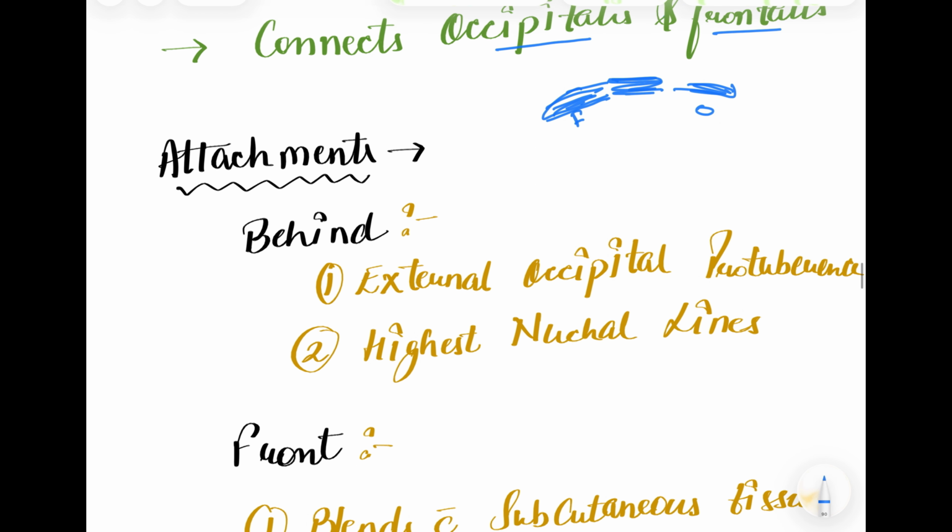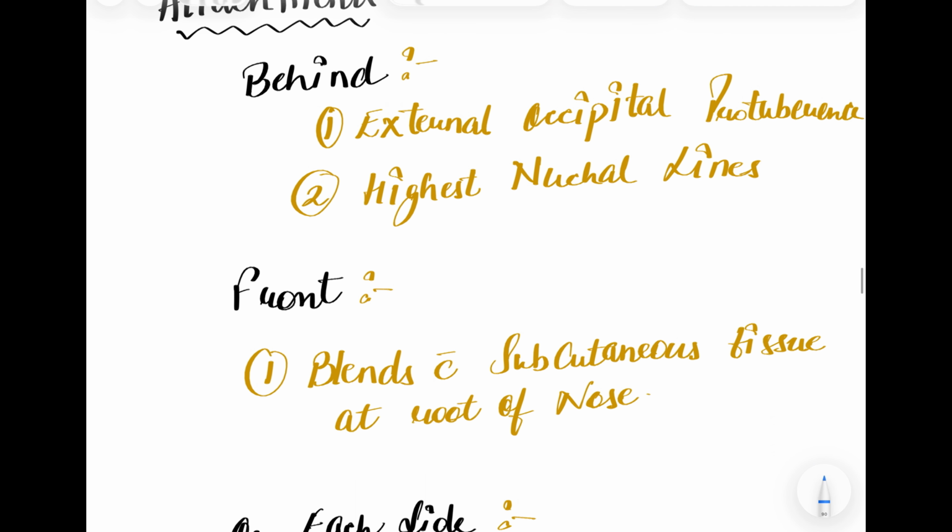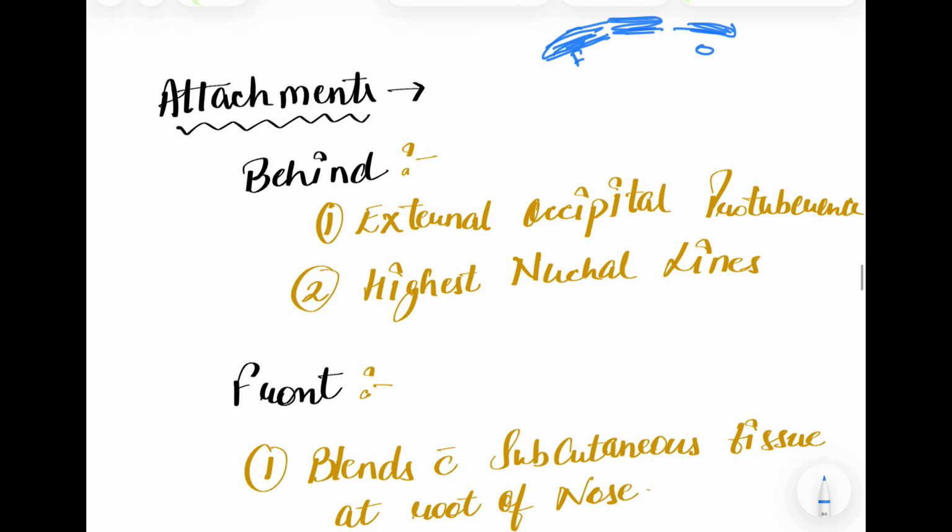Coming on to the attachment of this aponeurosis, behind in the center we have the part of the occipital bone, which is the external occipital protuberance, and on either side we have the highest nuchal line, which is just above your superior nuchal line. So it is attached to this region. So what we can say, behind it is attached to the external occipital protuberance and the highest nuchal line.